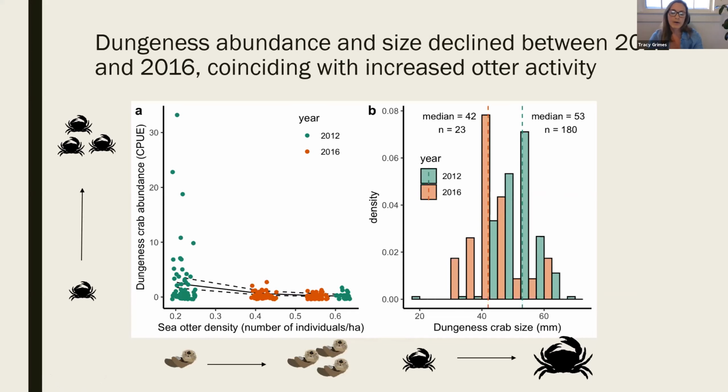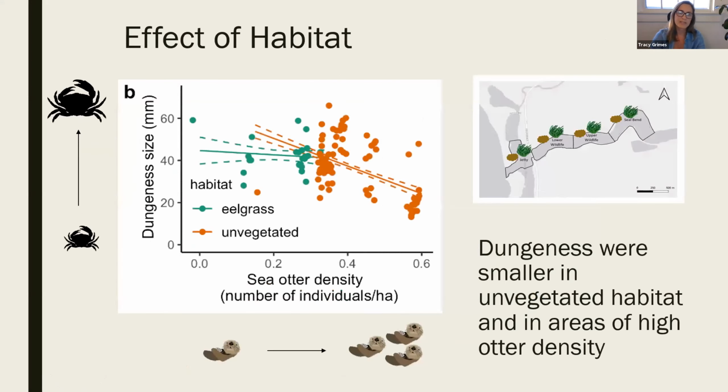When we looked at how the effect of habitat played into this, we saw a really interesting pattern. Dungeness crab were smaller in the unvegetated habitats, and this was also the areas where sea otters tended to forage more intensely. This was really interesting to me, because in my mind, I think of seagrass as a protective habitat where small crabs would want to hang out, but we actually saw the opposite effect.